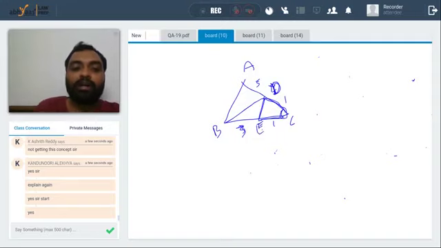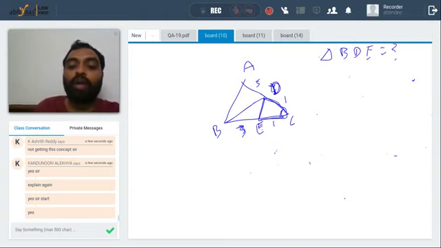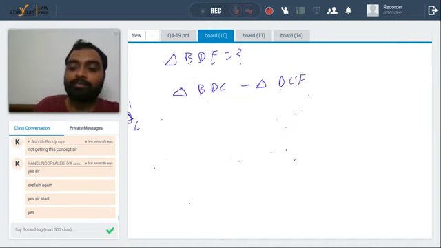Clear? What is he asking? He's asking the area of triangle BDE. Is this fine? I cannot directly find out triangle BDE. So what I'm doing, I know triangle ABC. So from triangle ABC, I'll find out triangle BDC. Look at that figure. Minus I'll do triangle DCE. Okay, now look at this one.